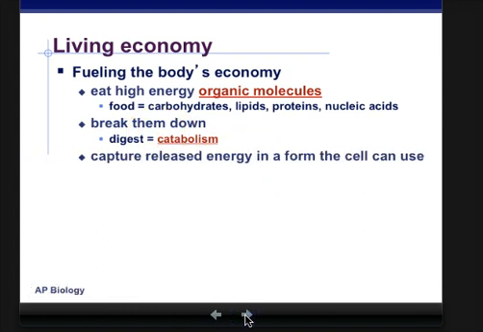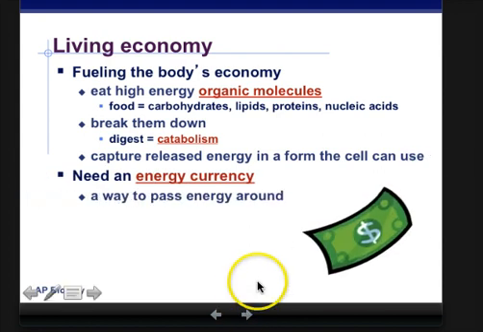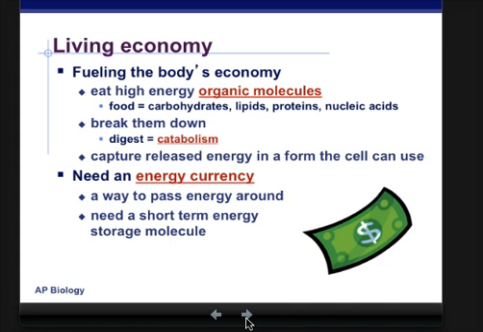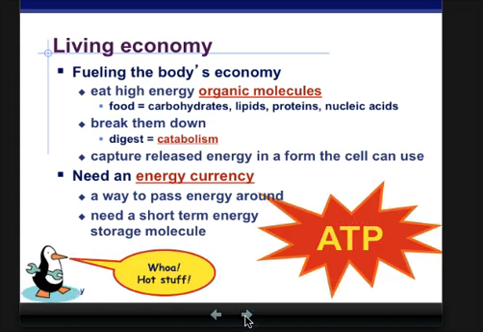So we're going to capture released energy in a form the cell can use. And we need an energy currency, a way to pass the energy around. So often ATP is referred to as the currency of the cell, like money. It's a way to spread this around in a closed system. So it's a short-term energy storage molecule.